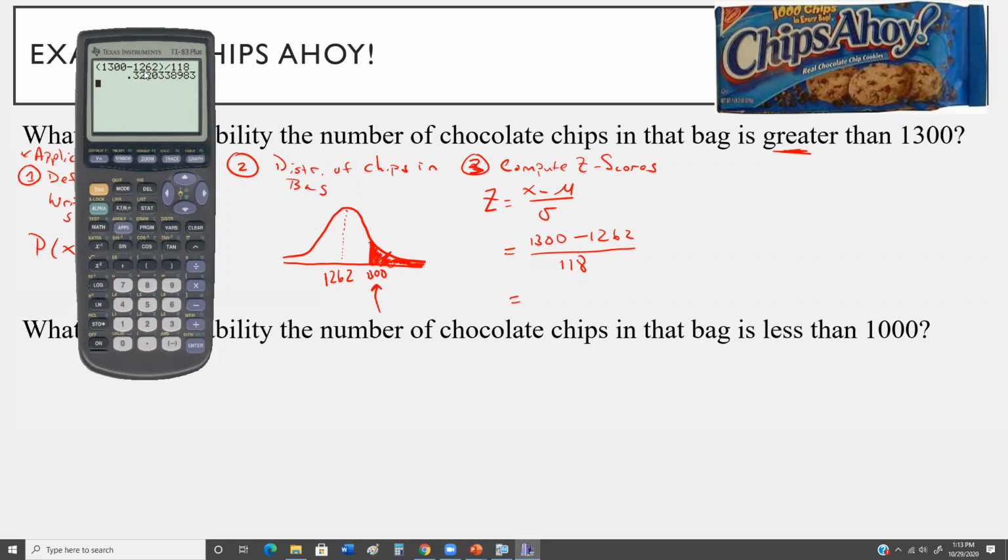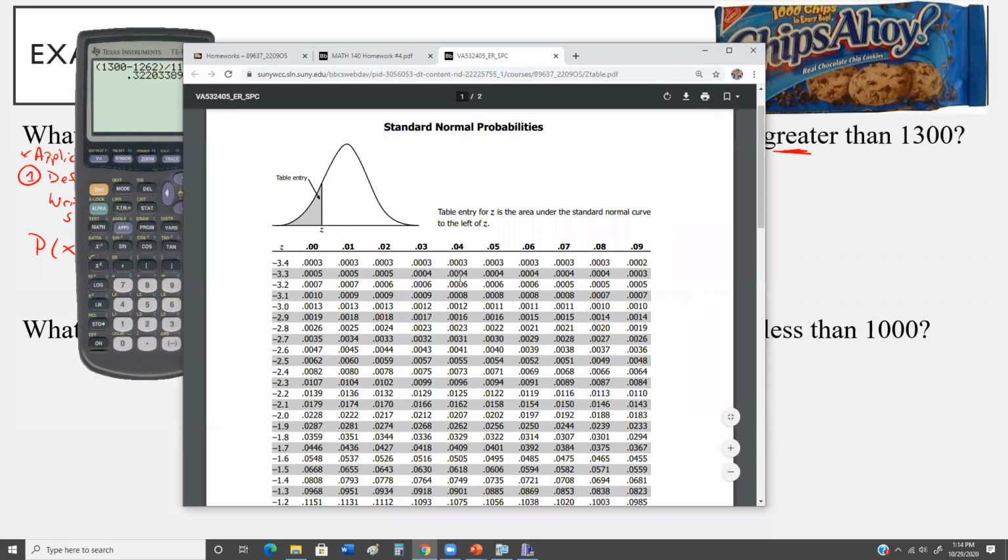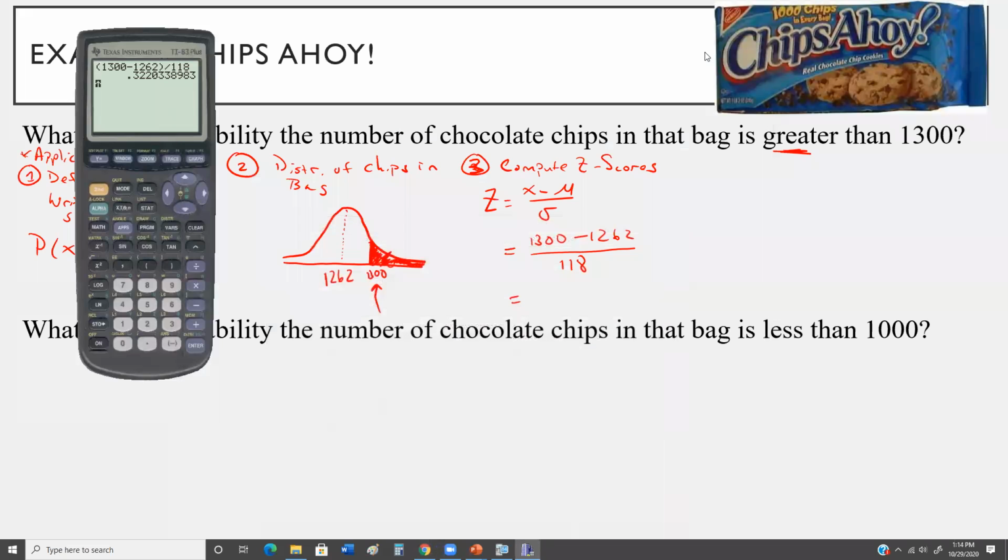And you get this number here, if anybody did it on their calculator? Yes. Okay, thanks. So you have to round this to 2 decimal places. The reason is we're going to go to our z-score table here, and all z-scores are to 2 decimal places. So I'm going to round it. So this is 0.32.